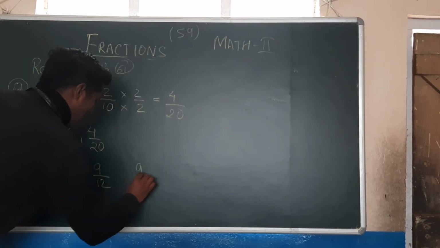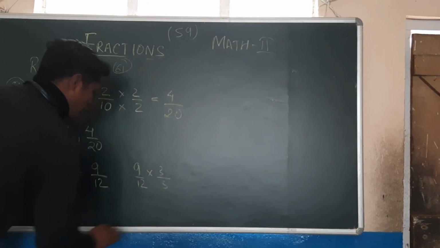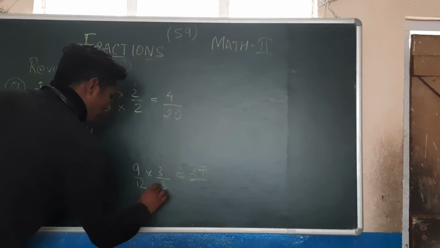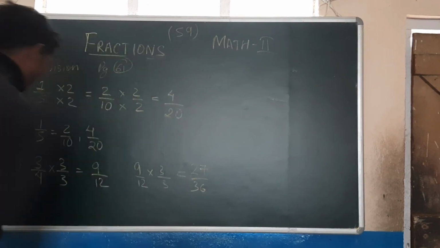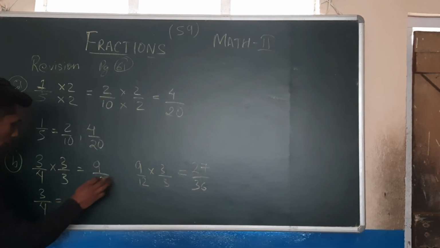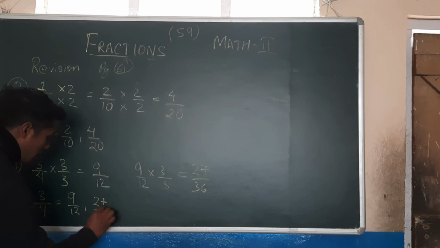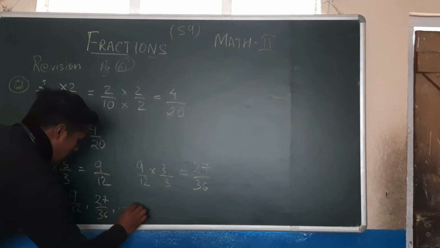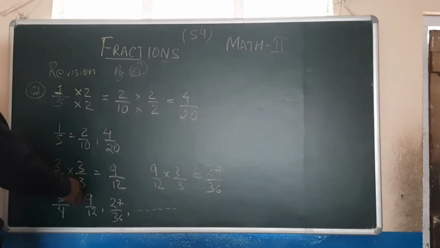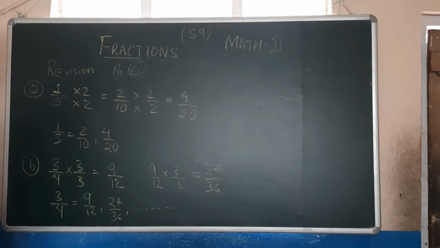Again, 9 by 12 can be multiplied by 3 by 3. So 9 3s are 27 and 12 3s are 36. So in this case, what is the equivalent fraction of 3 by 4? 3 by 4 will be 9 by 12 and 27 by 36. And it will go on and on. So looking at this example, you need to complete the rest of the sums. Thank you.